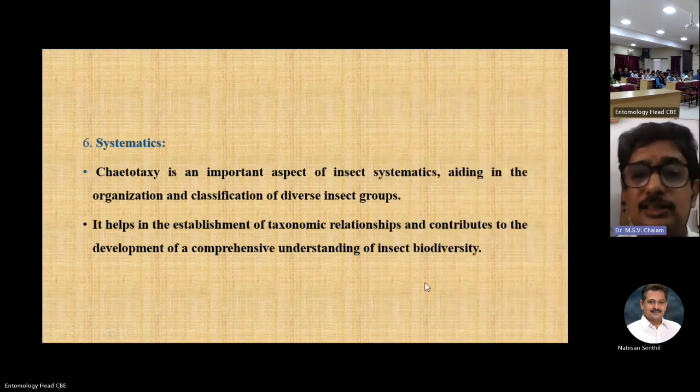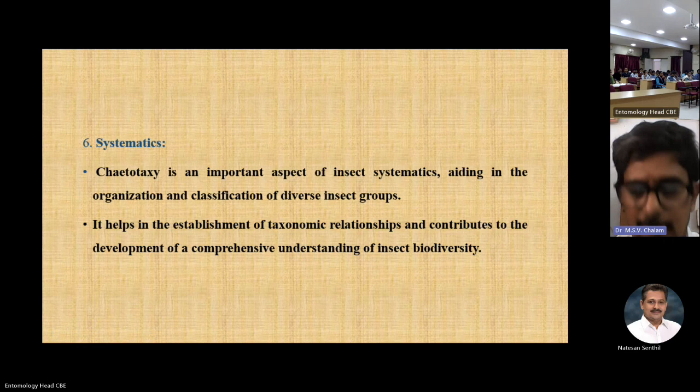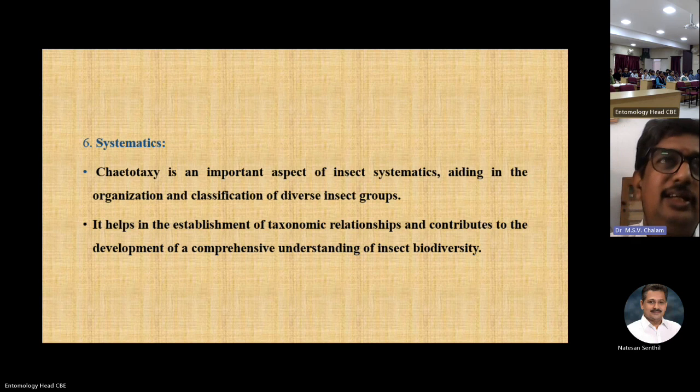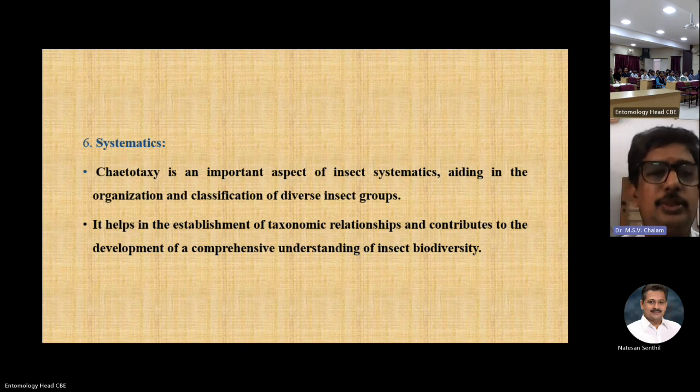If you combine the insect biodiversity, the Lepidopteran taxonomy, as well as the larval Chaetotaxy, then only the systematics of Lepidoptera will be complete. Otherwise, there will be some lacuna if you study only the adult genital characters without studying the Chaetotaxy. Next one, please.